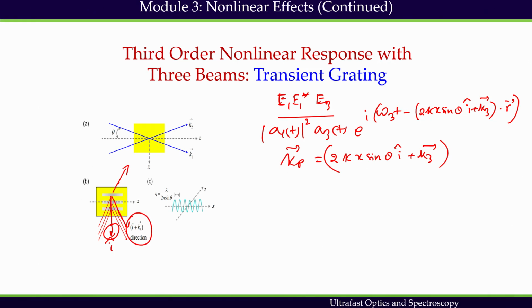This indicates that the emitted beam generated due to E1 star E3 third order nonlinearity features the same frequency as the third beam, but it exhibits a different direction. The direction is going to be the I plus k3 direction. This is nothing but the Bragg diffraction of the third beam. That's the way we get the diffraction of the third beam. Part of the beam will be diffracted back along this I plus k3 direction. And the diffraction is created by the interaction of these two identical beams.